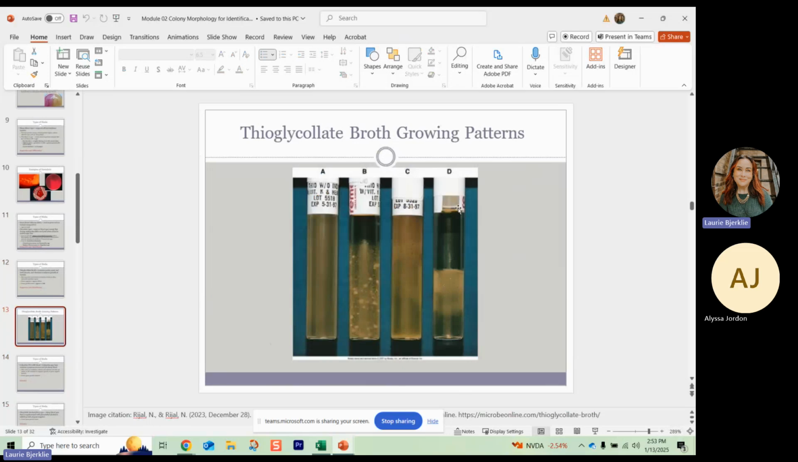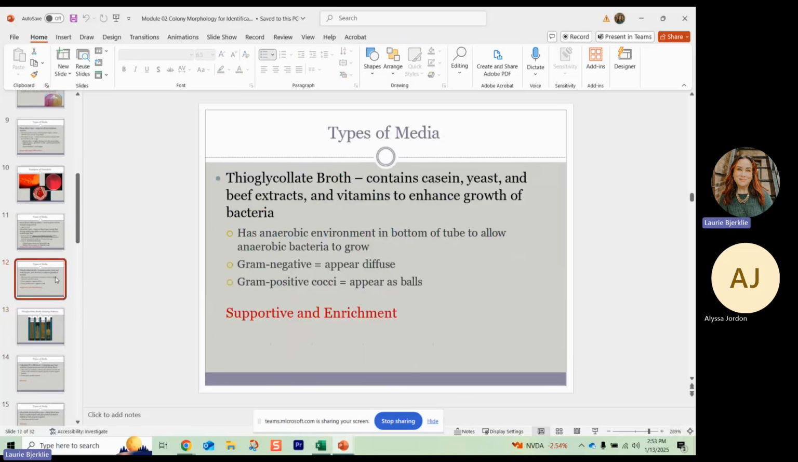So if you have turbid or cloudy growth at the bottom of the tube only, that's most likely an anaerobe. Whereas the opposite, if you have bacteria that are strict aerobes, meaning they have to have oxygen to grow, they're going to be cloudy at the top only. They're going to be as close to that oxygen as possible to be growing. So strict aerobes, cloudy at the top only. Anaerobes, cloudy at the bottom. Gram-negatives, cloudy throughout, diffuse throughout. Gram-positive cocci, little cloudy balls, if you will. So those are some unique features of thio broth.